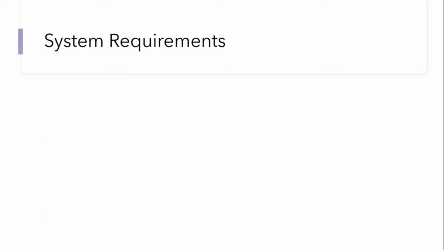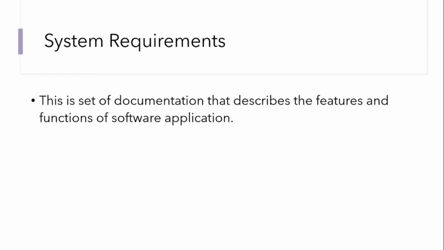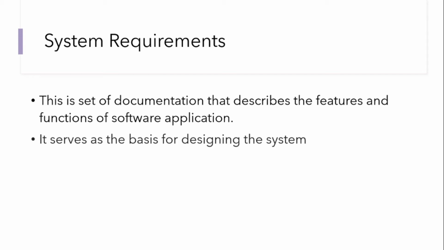Then we move on to look at the system requirements. So what is a system requirement? The system requirement is a set of documentation that describes the features and functions of a software application. Over here, this focuses on the vital functionalities that the system needs to perform, and as we say, it serves as the basis for designing the system. So the system requirement looks at the actual functionalities that the system needs to perform.